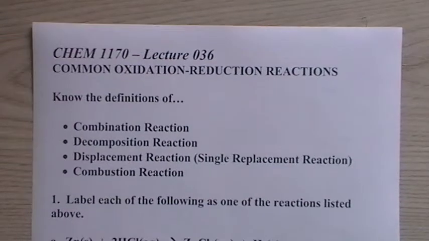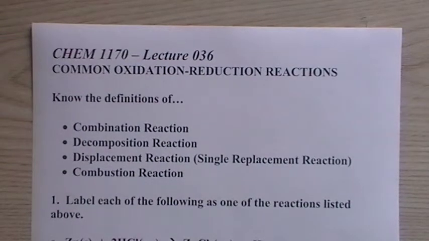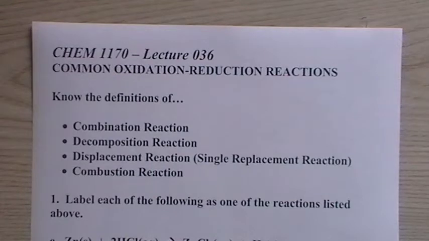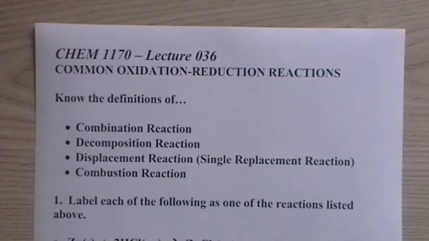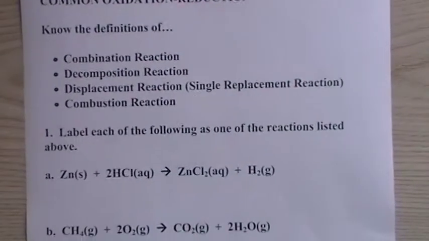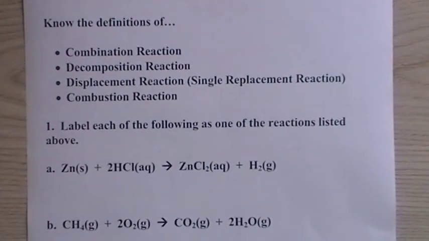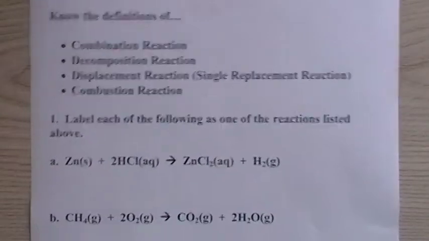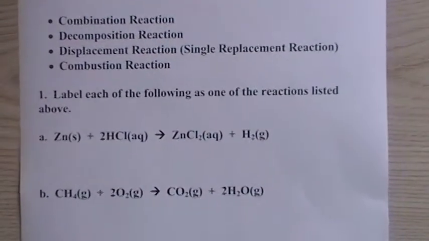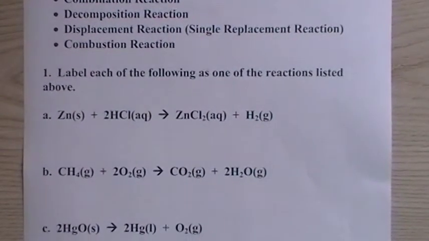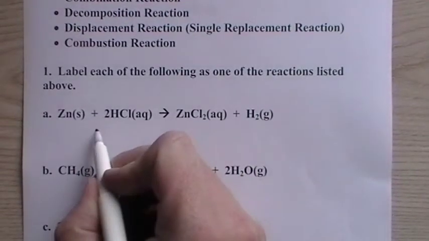All right, this one is a fairly short lecture, lecture 36, common oxidation reduction reactions. The first thing that we need to know is to be able to pick out what reactions are redox reactions, but what kind. So we have combination, decomposition, displacement, and combustion reactions. Now for this first one, this one is a displacement.